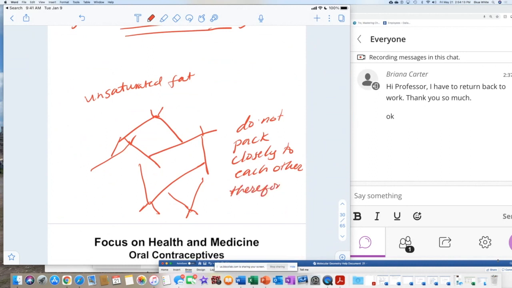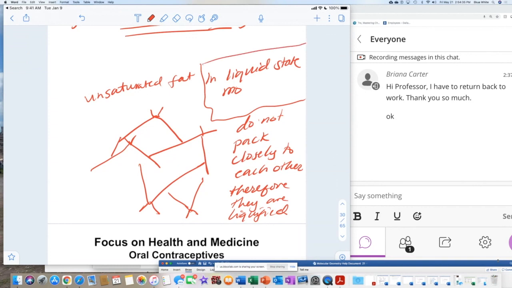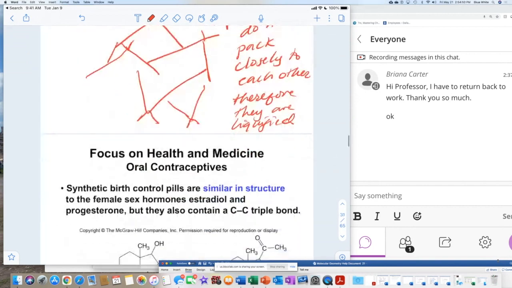Therefore, they are liquefied. Remember, the liquid state has molecules that are not very close to each other. So in the liquid state, this is kind of like a review, molecules are not very tightly packed. They're close to each other, but not too close, right? So essentially that's what we have here.